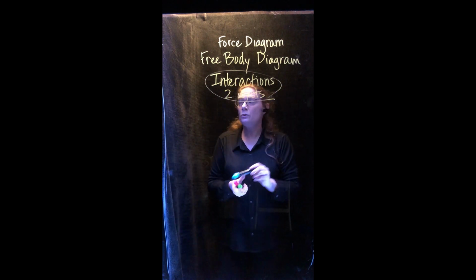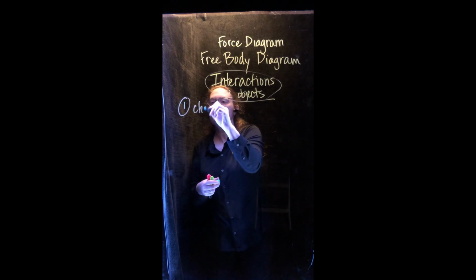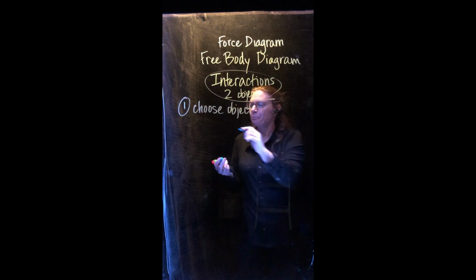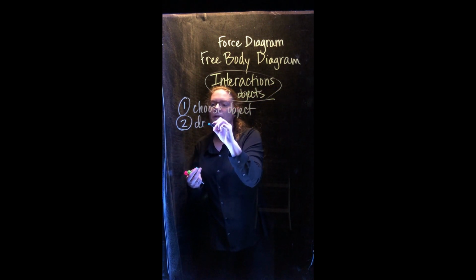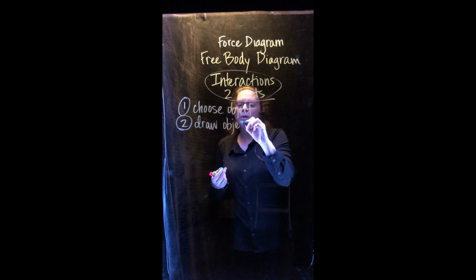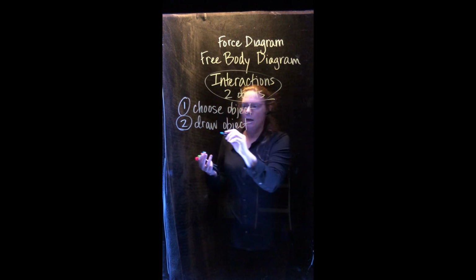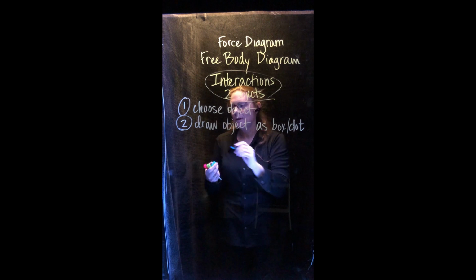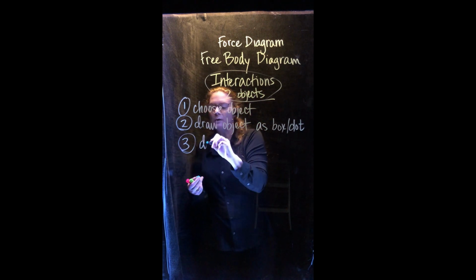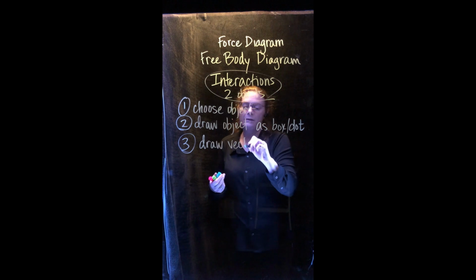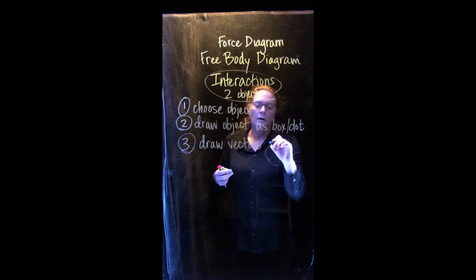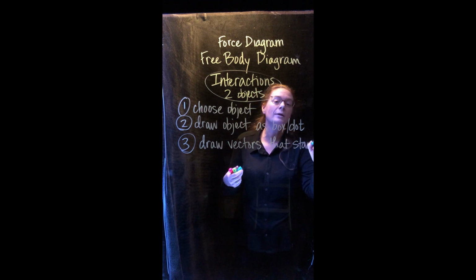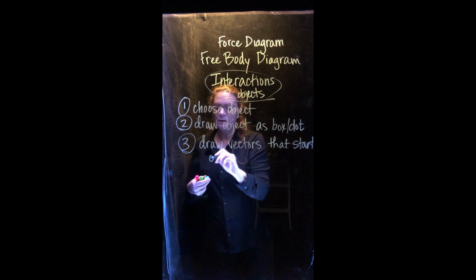So when you're going to do this, step one is choose what object you want to do the force diagram of. In that case, I'll do the little brush. Second, draw the object not as a beautiful rendition of what it is, but as a box or a circle or a dot or something like that. And then three, draw vectors, because forces are vectors, they have size and direction. Draw vectors that start on the object. And I'll show you a good example and a bad example.